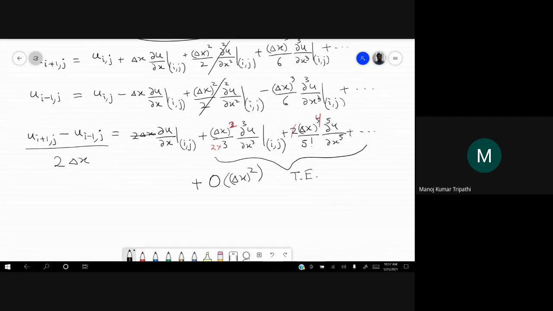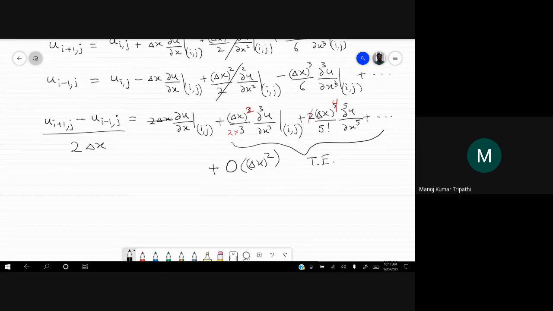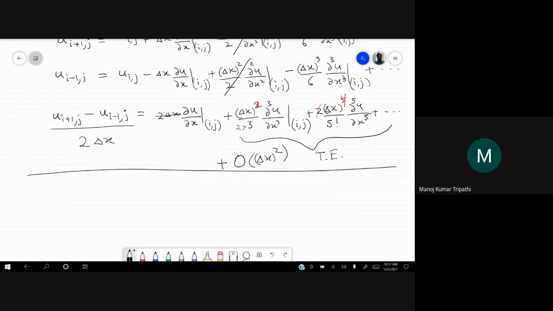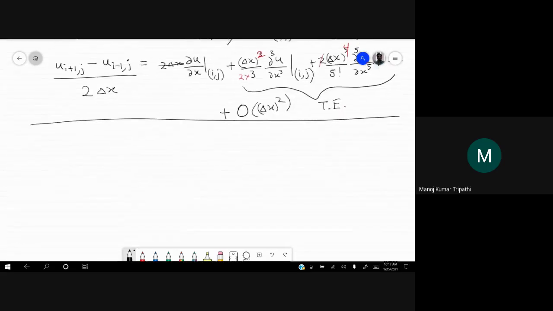Is this clear? Any question? About what we are doing here? So just to revise the big picture here, why we are doing this. A computer does not understand differentiation, integration, all these things. So we cannot directly solve equations like this.